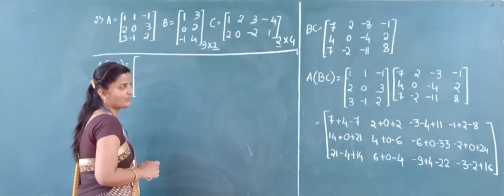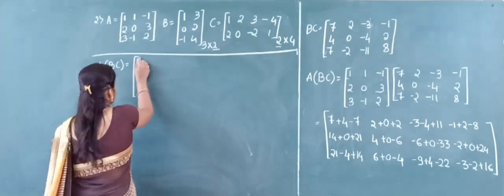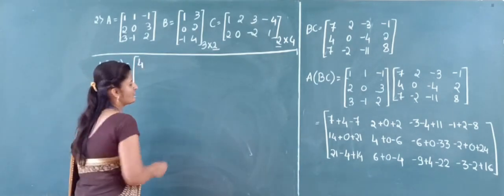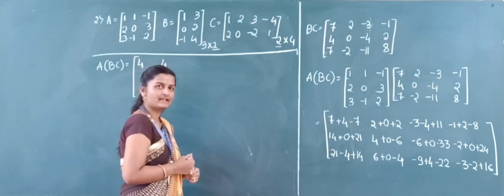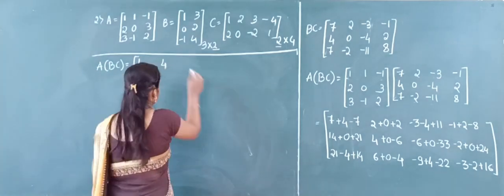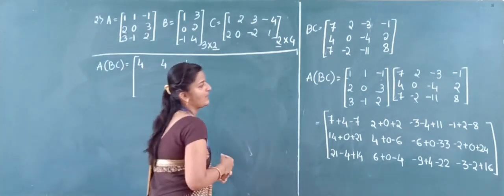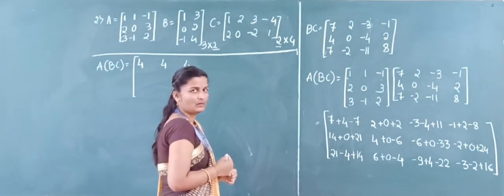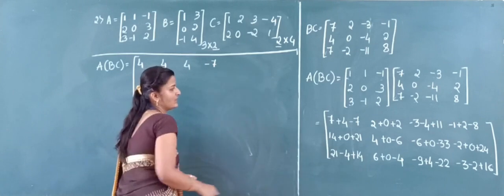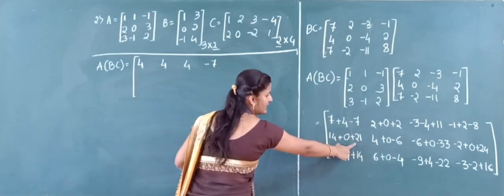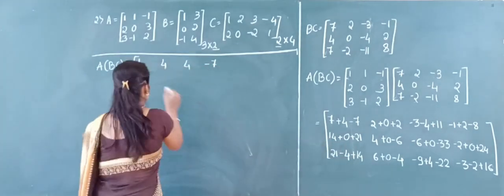7 plus 4 minus 7, 4. 2 plus 2, 4. Minus 3 minus 4, minus 7 plus 11, 4. Minus 1 plus 2, plus 1 minus 8, minus 7. 14 plus 21, 35.